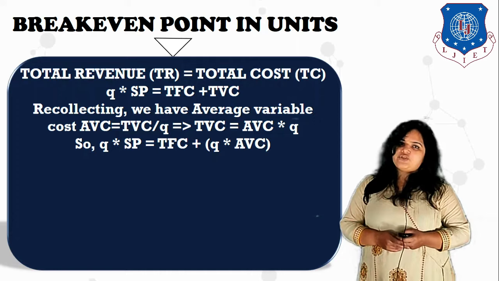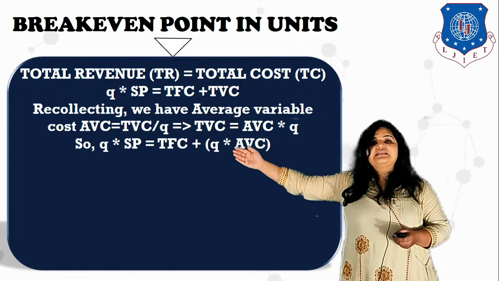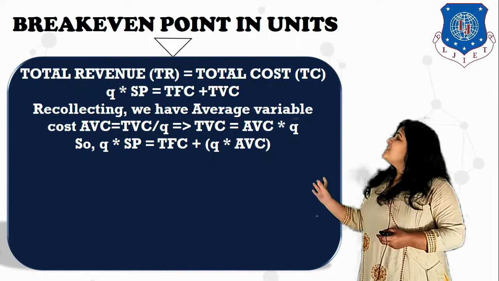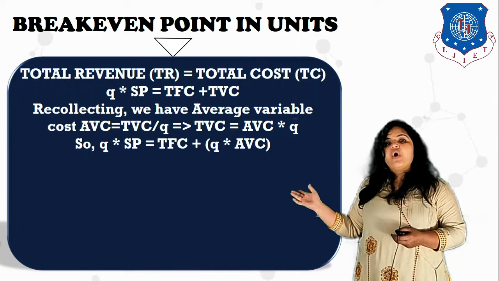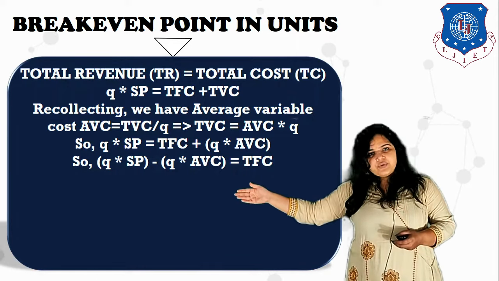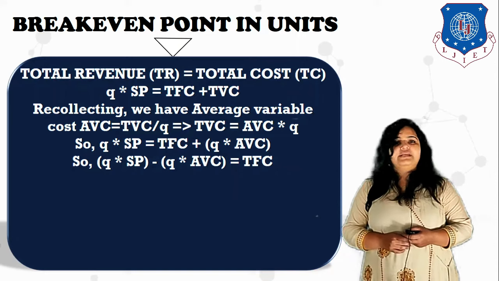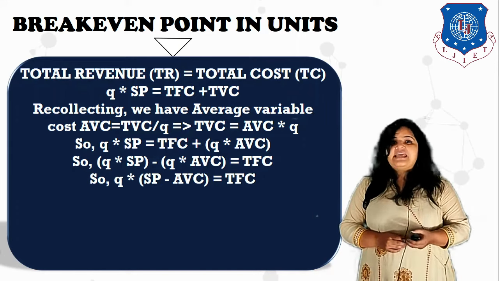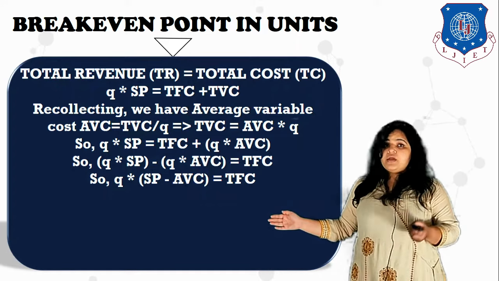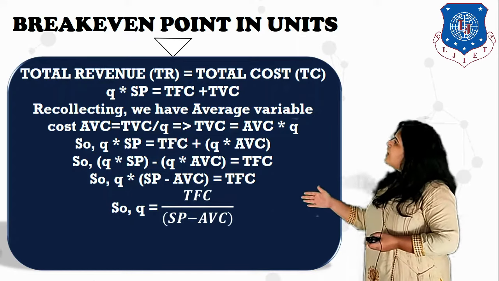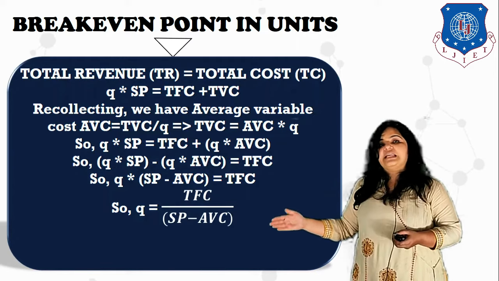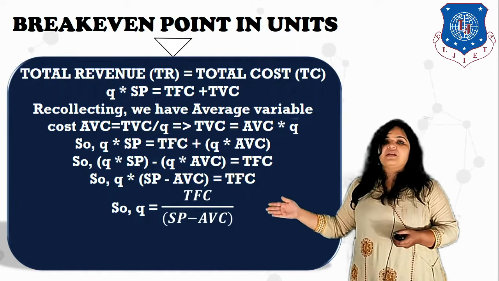Replacing this in our equation, we have Q into SP is equal to TFC plus Q into AVC. Let us take the terms having Q on the left hand side. We will get Q into SP minus Q into AVC is equal to TFC. So I can say that Q into SP minus AVC is equal to TFC, which will give me Q is equal to TFC, total fixed cost, upon SP minus AVC, which is selling price minus average variable cost.